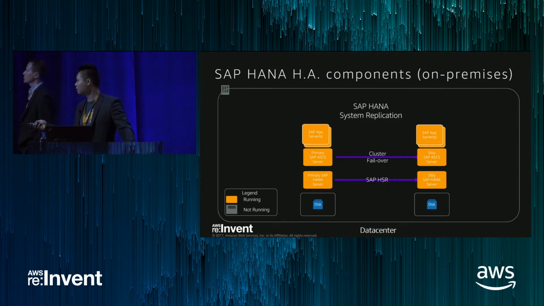So you see this not running, right? So there's nothing that's not running. These are all hot resources, right?